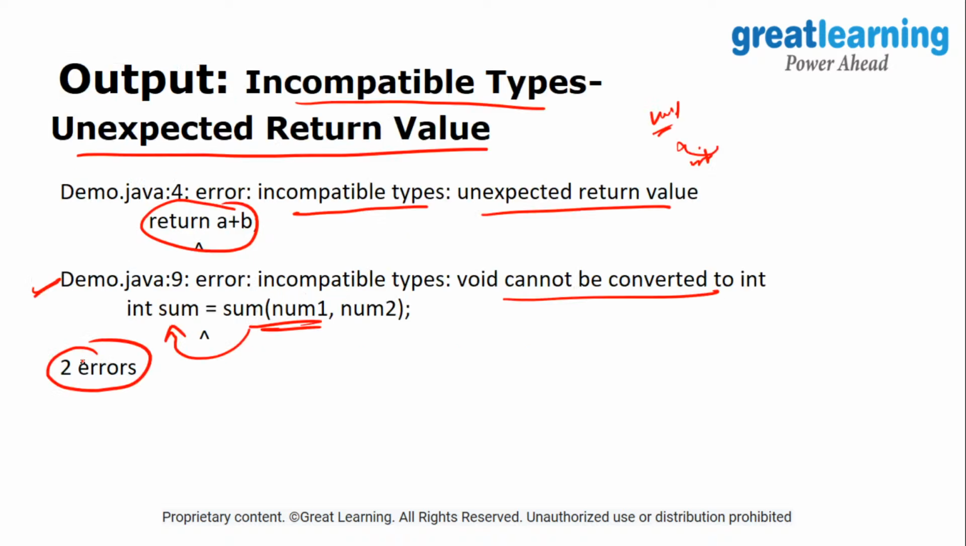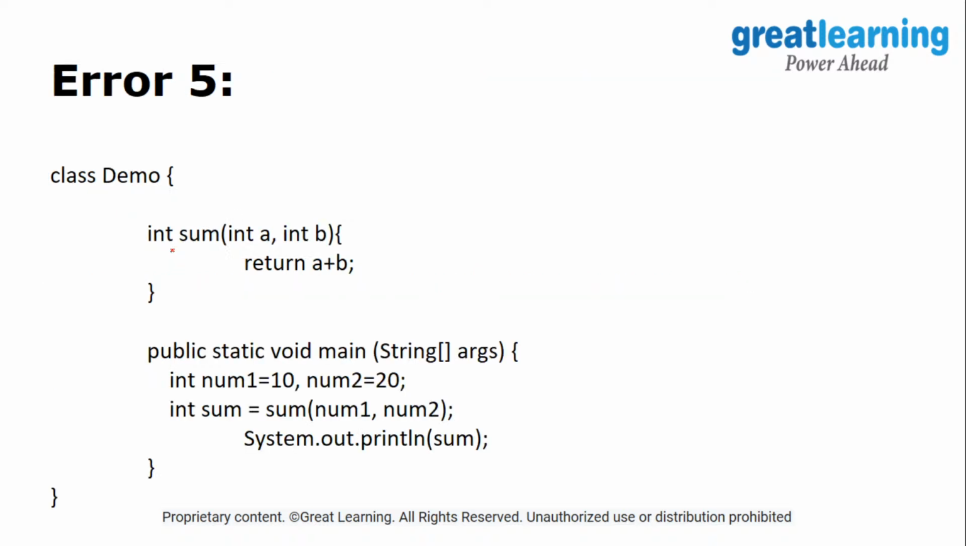Okay, cool. So this is what happens when you're trying to return something which is not possible because of the return type that you have set. Cool. So now what is the problem in this case, in error number 5? Quickly, just go through this and check what is happening.